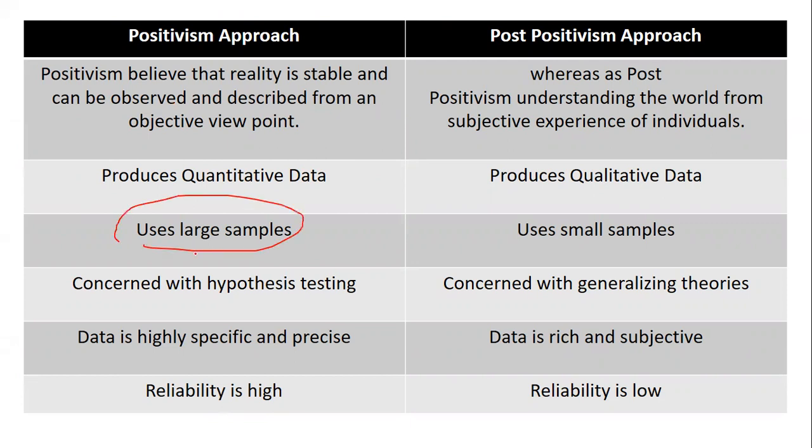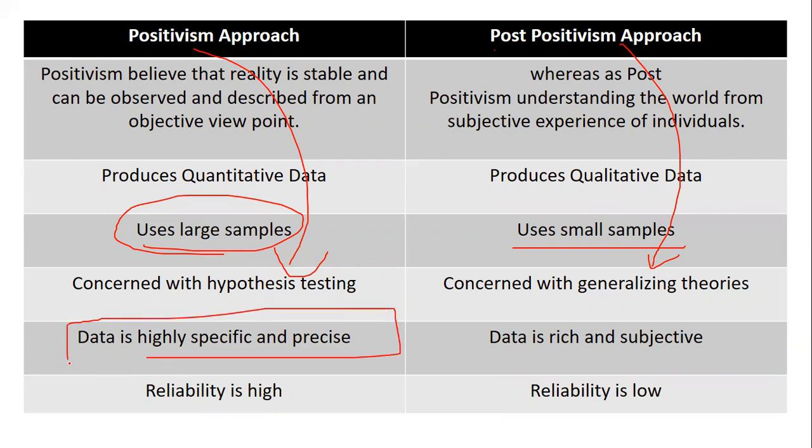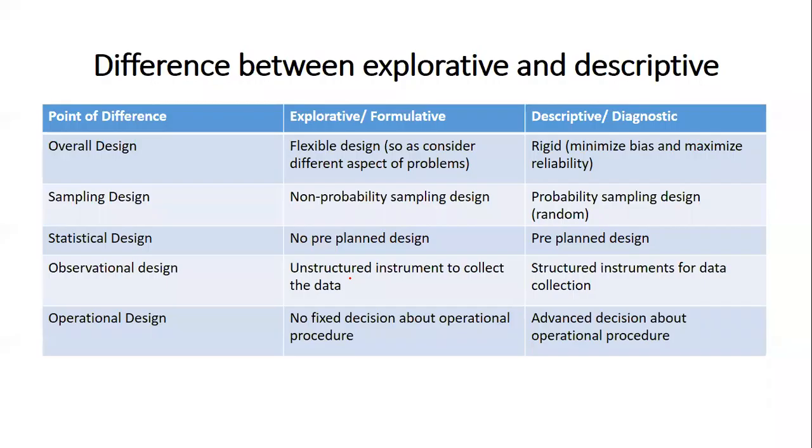Positivism uses large samples, whereas post-positivism uses small samples. Positivism is concerned with hypothesis testing, whereas post-positivism is concerned with generalizing theories. Positivism data is highly specific and precise, whereas in post-positivism it is rich and subjective. In positivism, reliability is high, and in post-positivism, reliability is low. Okay. Now coming to the difference between exploratory and descriptive research. Exploratory research is flexible, whereas descriptive or diagnostic research is rigid.